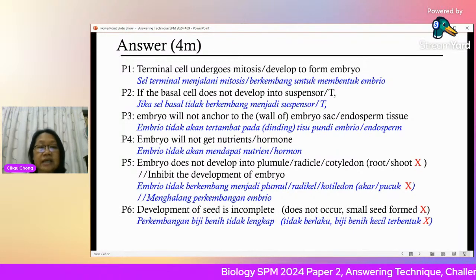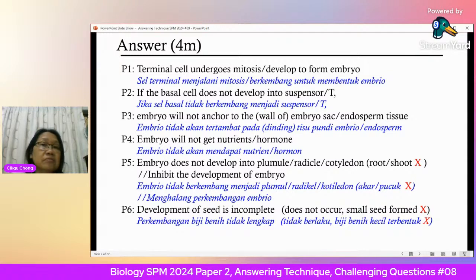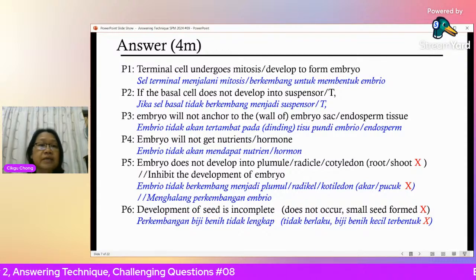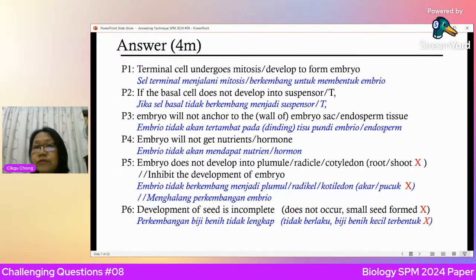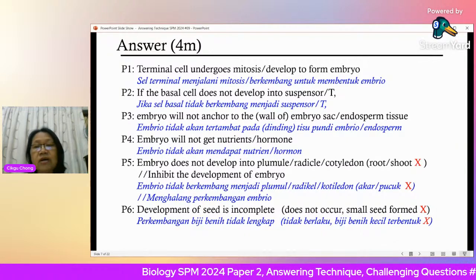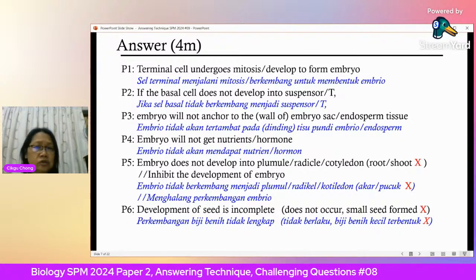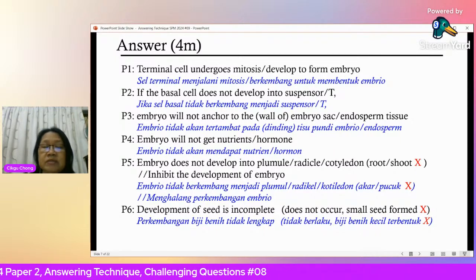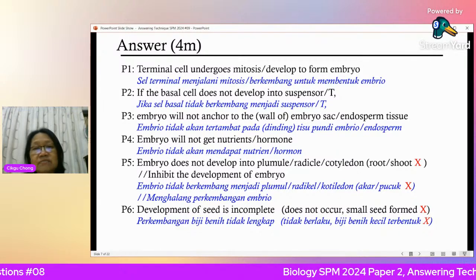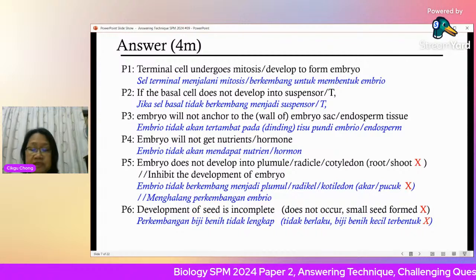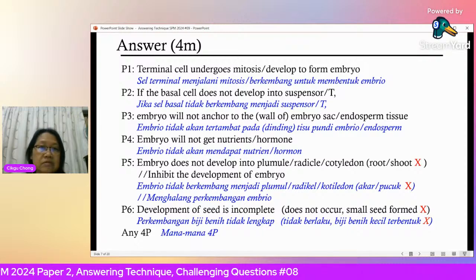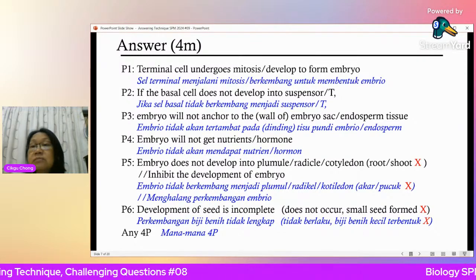Next, the development of the seed is incomplete. If you say it does not occur, it's wrong. It will occur, but the development will not be complete. So they are two different concepts. It does develop, but it will not be complete. If you say small seeds are formed, it's nothing to do with the size of the seed. So the development of the seed is incomplete is correct, but not to say it does not occur. Sometimes the words have to be quite specific. And for this one, we just need any 4 points from here, for you to get your maximum marks.